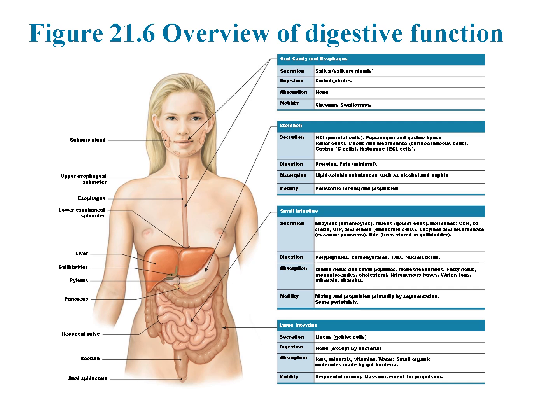Through the coordinated efforts of these digestive organs, the body efficiently processes food, absorbs essential nutrients, and eliminates waste, ensuring overall health and metabolic balance.